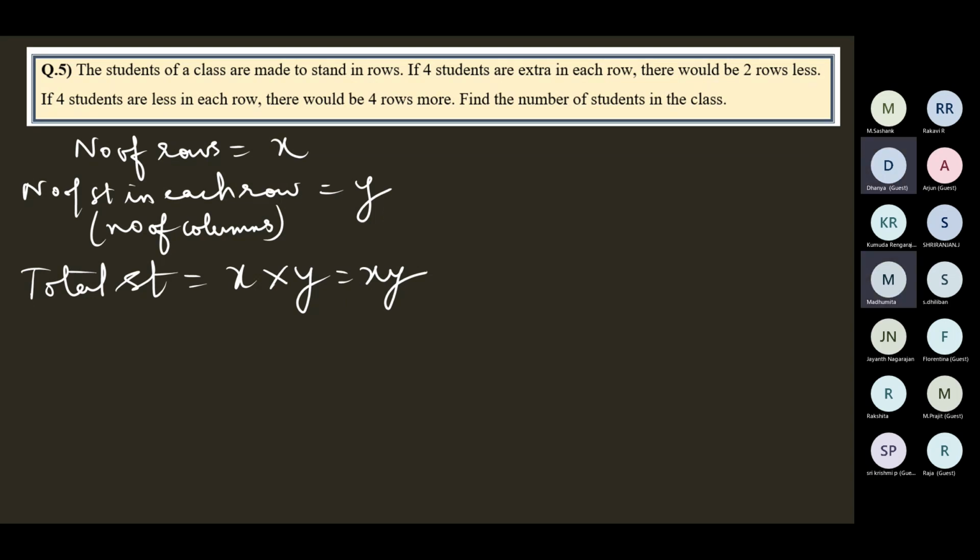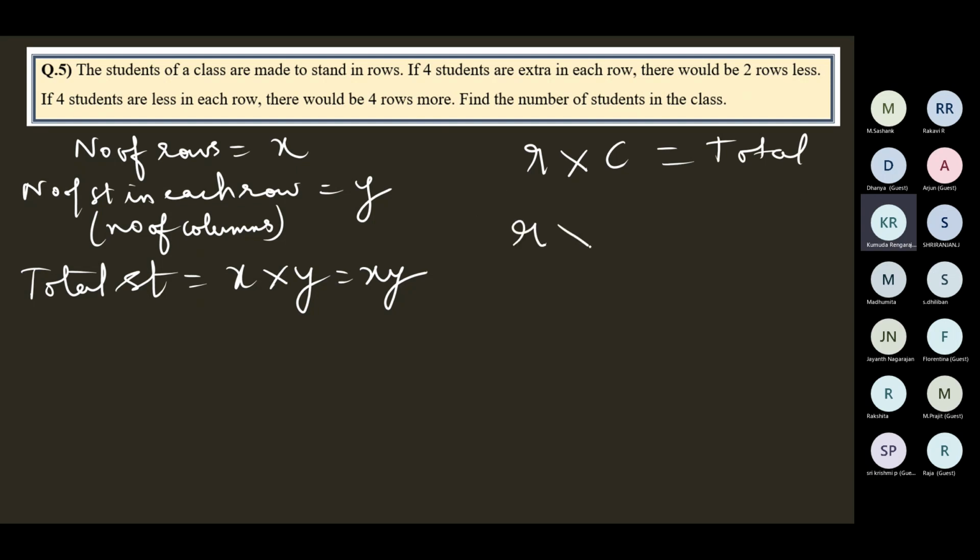Yes, ma'am. If the number of rows is X and the number of students in each row, which is nothing but the number of columns, is Y, then the total number of students is equal to X into Y. Now let's read the question. We're going to construct the equation using this idea: number of rows into number of columns is equal to total number of students.